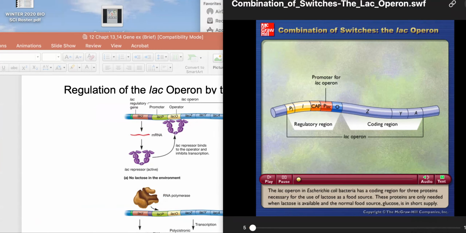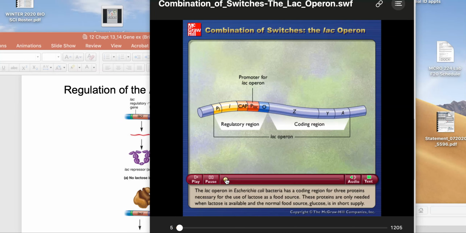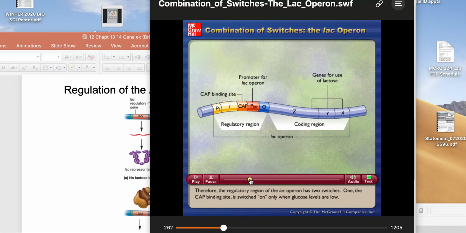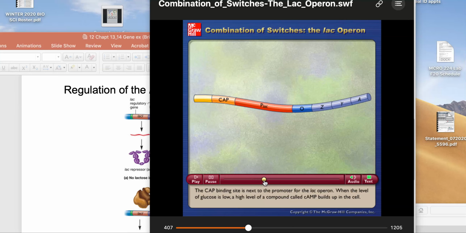So this is just a little bit of the animation of the operon. And so again, we see the genes for lactose utilization. Here's the promoter. Here's the genes for lactose utilization, Z, Y, and A. And so the negative regulator site is the operator here, and the positive regulator site is the cap binding site. And so there's cap, the lactose promoter, and then the operator.